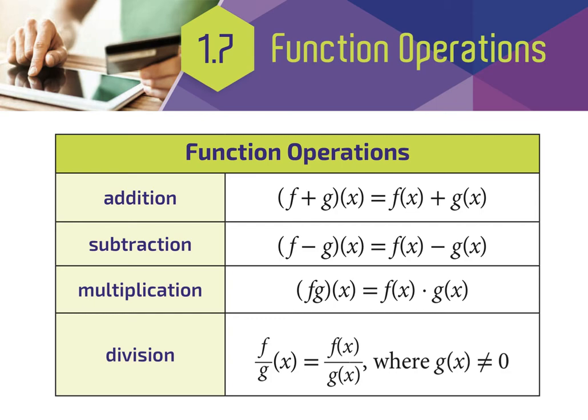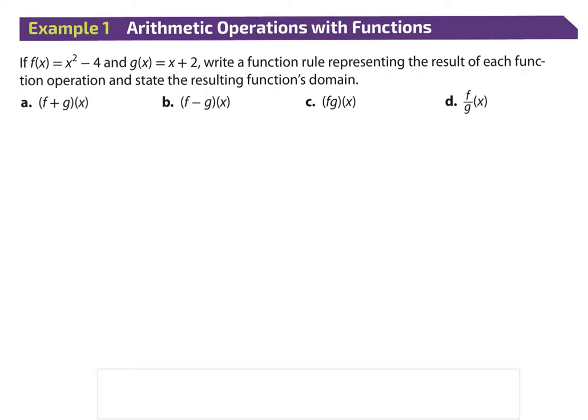But this process here is rather simple. Look at the first example here. They've given us two functions, and they want us to add them, subtract, multiply, divide. You literally just do that. Adding and subtracting, combine your like terms. Multiplying, distribute, FOIL, whatever it takes to multiply. Divide, put one over the other. If you can reduce it, reduce it.